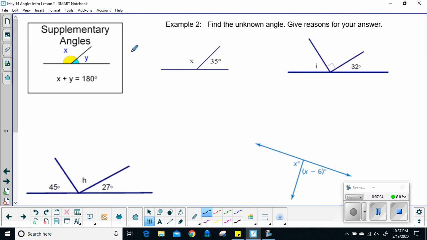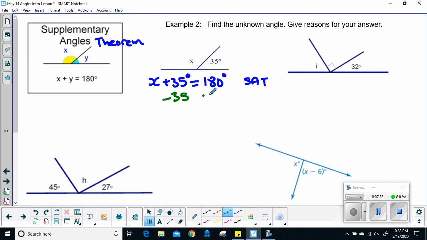Supplementary angles. So that's another way to say that the angles in a straight line add up to 180 degrees. So we can certainly solve for our unknowns in here. Let's start with this one. I know that x plus 35 equals 180 degrees because they're all in a line, right? So I can call that the supplementary angle theorem if we want. Rearrange to solve, minus 35, and what do you get? X equals 180 minus 35 equals 145.